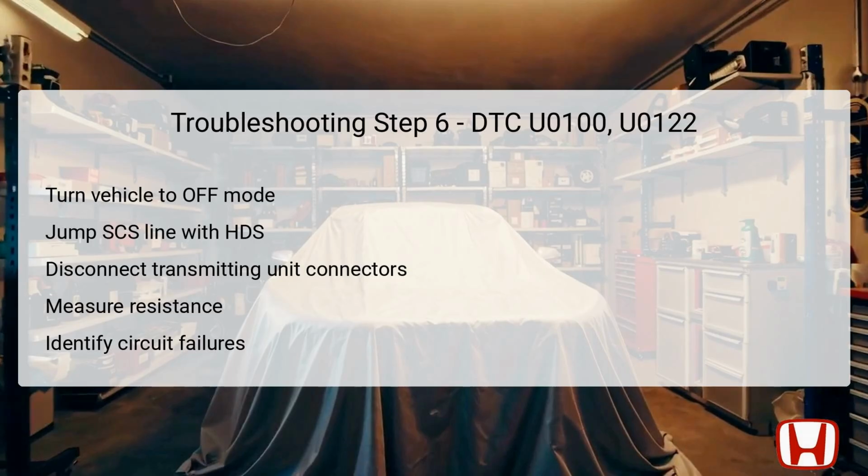If you find that the resistance is 1.0 ohm or less, the wiring is intact, and you may need to replace the corresponding control unit. Conversely, if resistance exceeds this threshold, repair the damaged wiring to restore functionality. Following similar procedures as before, start by switching the vehicle to off mode and use the HDS to jump the SCS line. Next, disconnect the specified connectors for the transmitting control unit related to the detected DTC. Once disconnected, measure the resistance across the defined points.